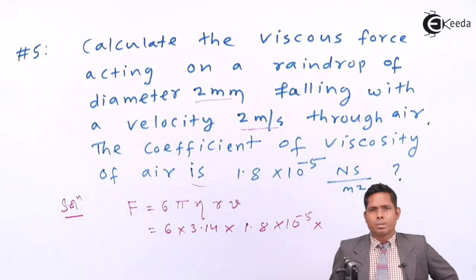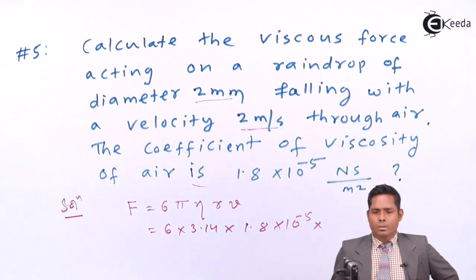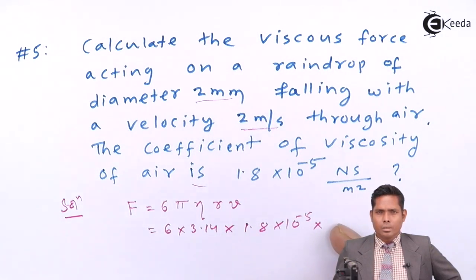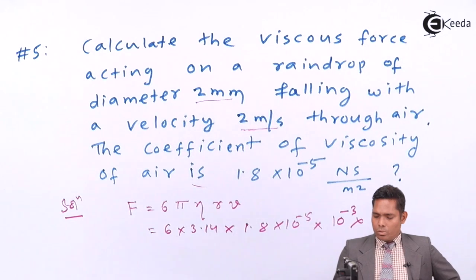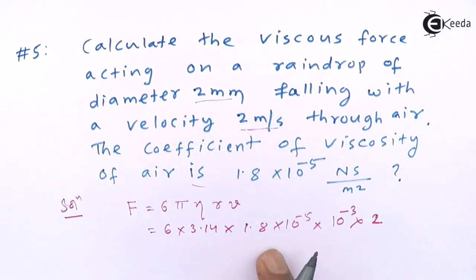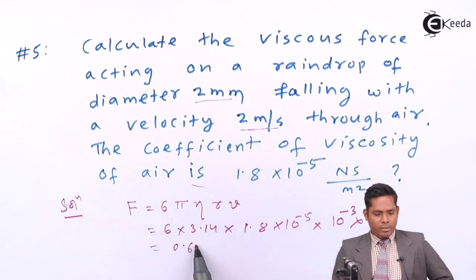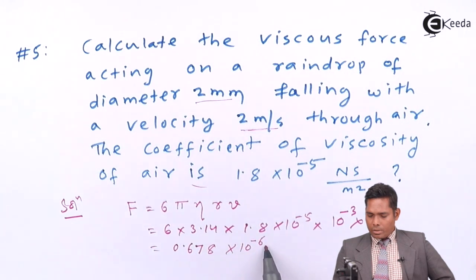So 1 mm is how much in meters? That is 10⁻³ meter. So this is 10⁻³ into velocity, which is 2. Just plug in these values and get the answer. You multiply these numbers, and this number comes out to be 0.678 × 10⁻⁶ Newton.